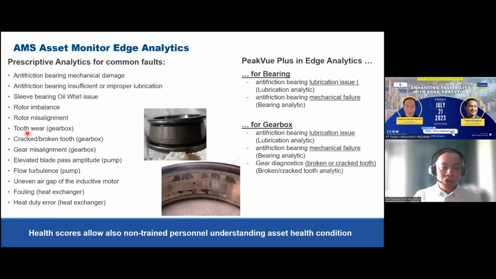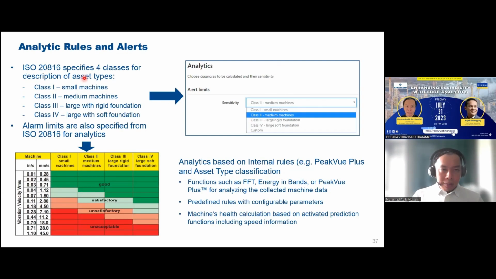And I mentioned this earlier. These are all the common faults that you can get: imbalance, misalignment, bearing, and so on. And with PeakVue Plus, you can also get differentiation between lubrication and mechanical failure. I'm going to talk more about all this later on the analytics. As I mentioned, the analytic rules and alerts are based on ISO 20816. So you can set it up whether you want to make it class 1, 2, 3, 4, or you want to make your own custom alerts. All these are possible. These are the kind of customization that you can do.